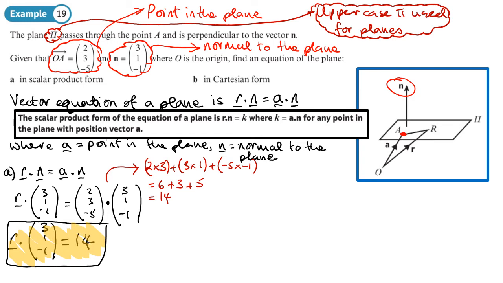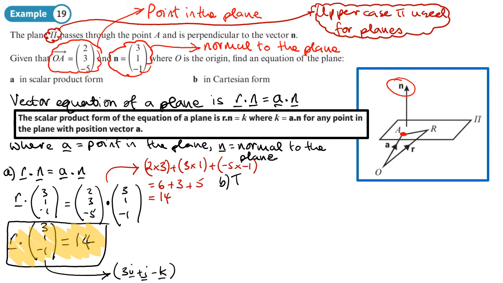That will do. Now we could, if we wanted to, write this vector as 3i plus j minus k. That's an alternative way of doing it. Now if I want to write the equation of the plane in Cartesian form, part B, all we do is we replace r with the vector x, y, z.